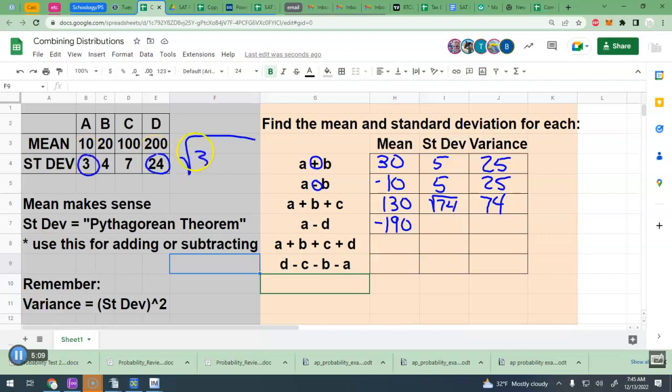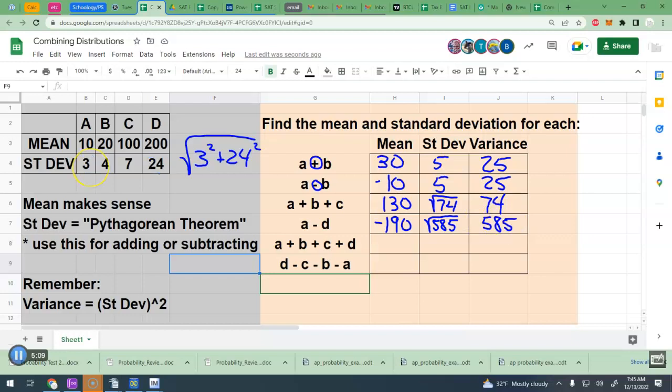So you're going to do the square root of 3 squared plus 24 squared. So 585. So square root of 585. And if you made it a decimal, that's fine. It'd be like a little more than 24. And then your variance would be 585.